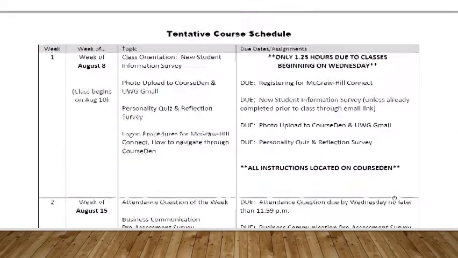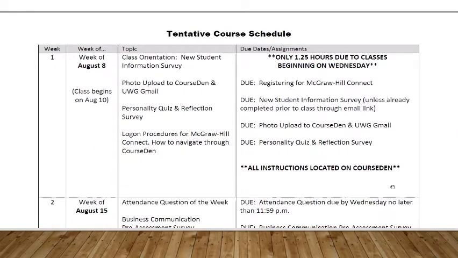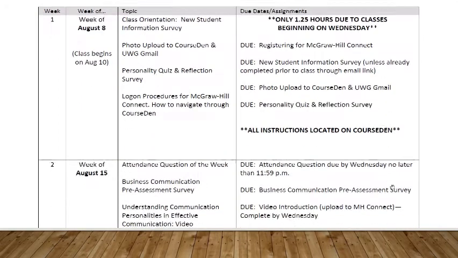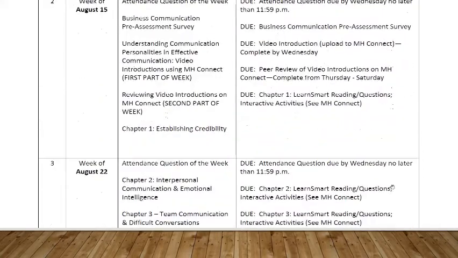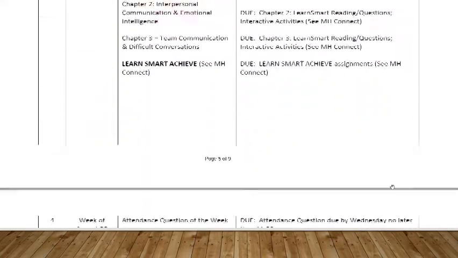When you go through the tentative course outline, it will give you the gist of what to expect. But when you go to CourseDen, it will be specific as to what you're going to need to do, including due dates and expectations on how to submit. Also in MH Connect, that information is included. You'll be able to go through each week and determine what you need to do.